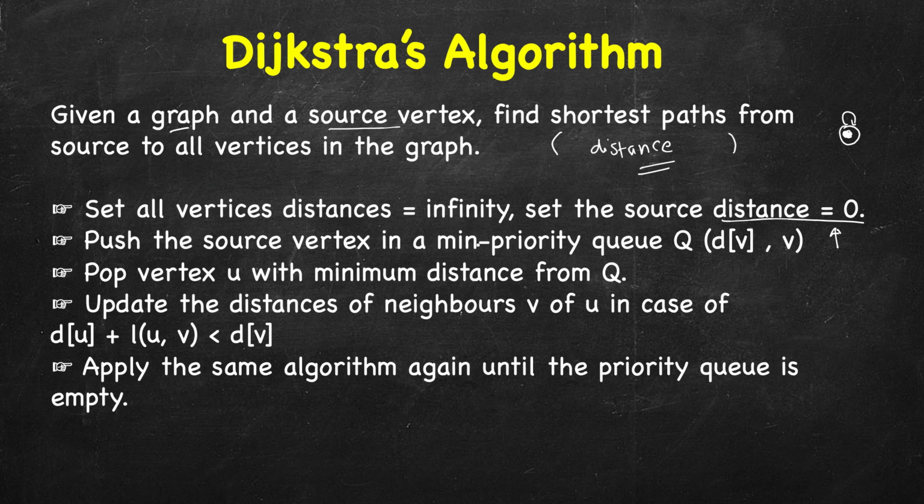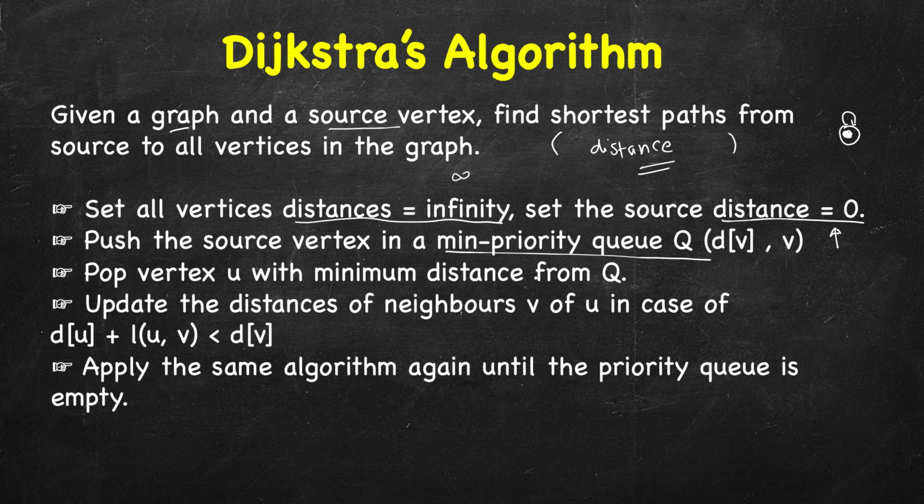So this we know, but other distances we don't know, and we are setting them to infinity so that whenever we get a better solution, we keep updating it. If we don't get a better solution, we will leave it as it is. So push the source vertex in a min priority queue and pop the vertex with the minimum distance from the queue.